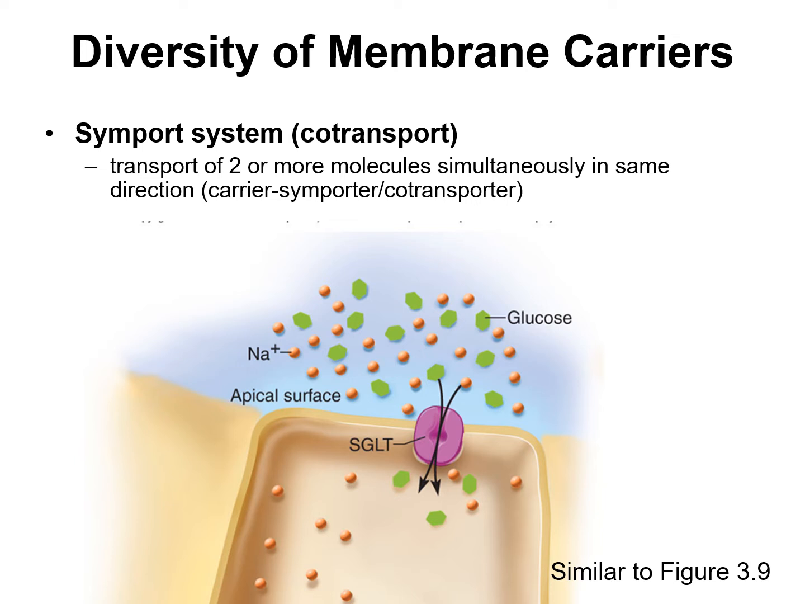Symport is where a carrier protein is moving two or more molecules at the same time in the same direction, and that's illustrated by the sodium glucose transporter moving glucose and sodium from outside the cell to inside the cell. And this is a symport system, sometimes called a co-transport system, and we would refer to the protein itself as a symporter.